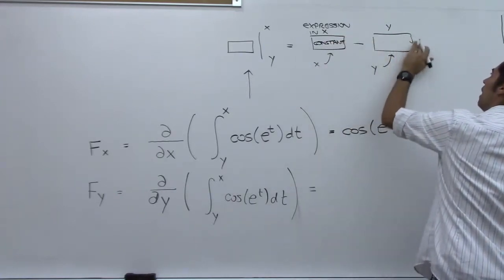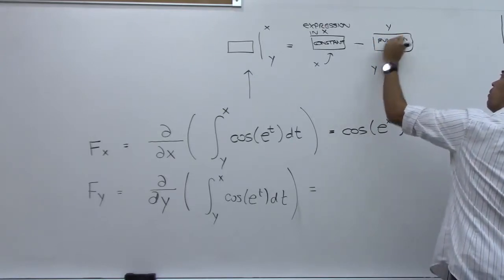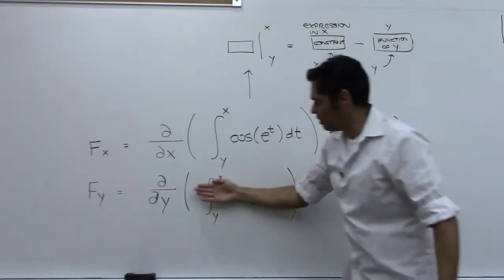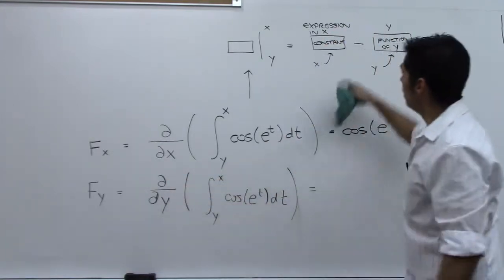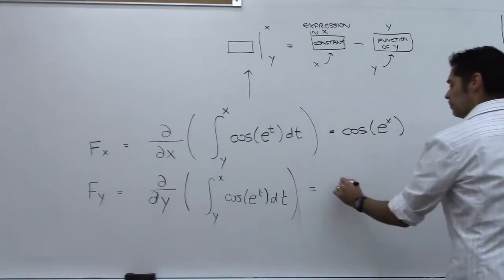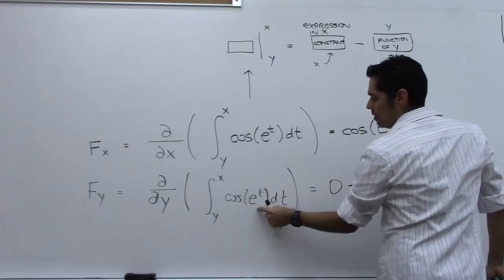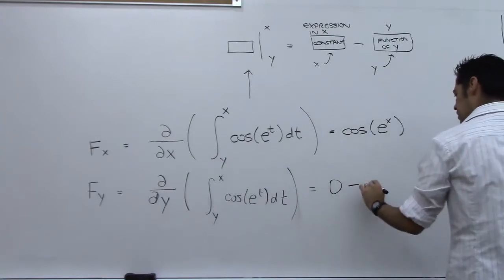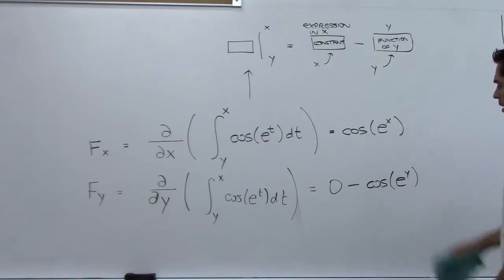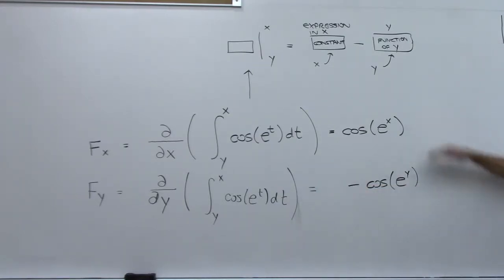and this will be some function of y. That's what's in the parentheses, and we take the derivative with respect to y. The derivative of this is a constant, so it's going to be 0 minus the derivative of this box, which takes you back to here, but this time with y plugged in. So what we get is cosine of e to the y, like that. And the 0 we don't need there, so we just get that. So those are the two partial derivatives.